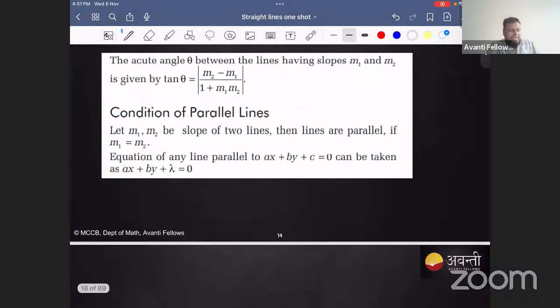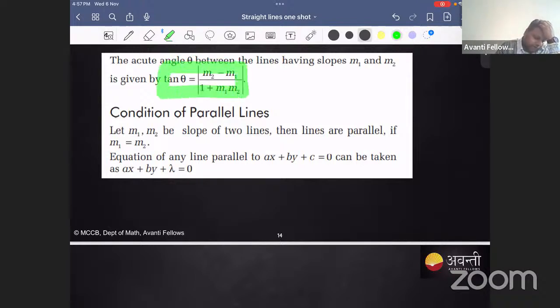Now, the acute angle between the lines having slopes m1 and m2 is given by this. Tan theta is mod of (m1 minus m2) upon (1 plus m1 m2). Are you aware of this fact? Now, let m1, m2 be the slopes of two lines. Then the lines are parallel if m1 equals m2.